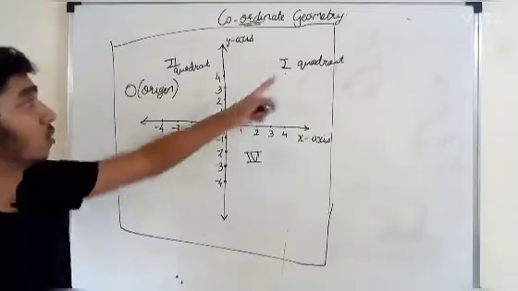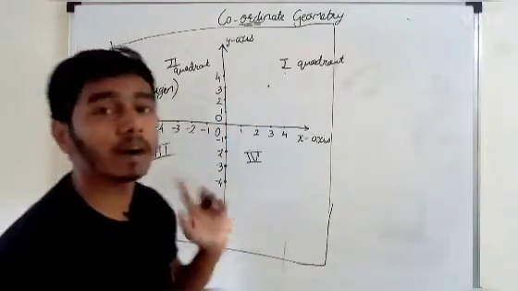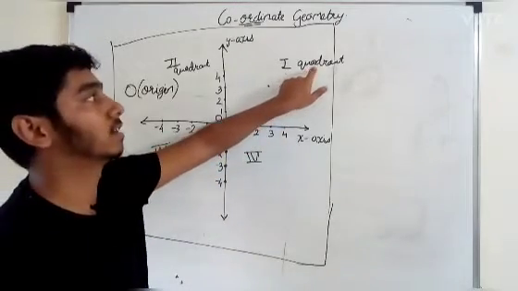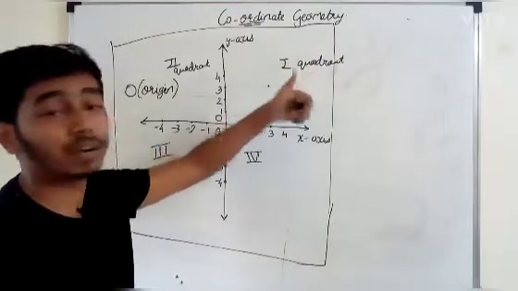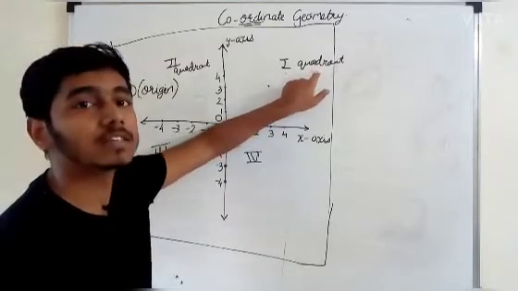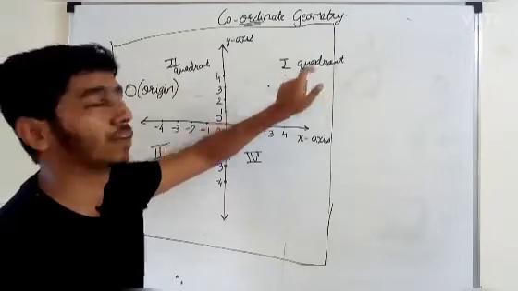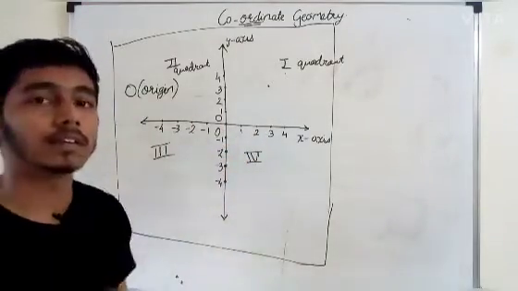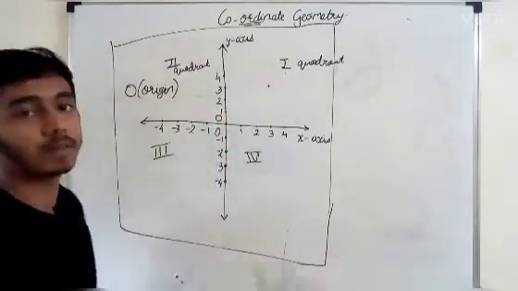I hope you have understood what these 4 parts are. Why are they called quadrant? Triple means 3, so quadruple means 4. This is derived from that word itself, quadrant, which is 4. So there are 4 parts into which a particular plane is divided.